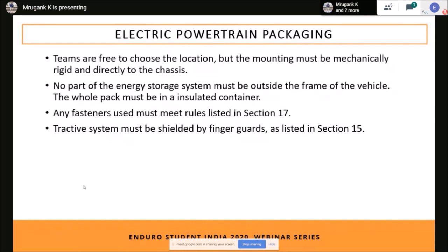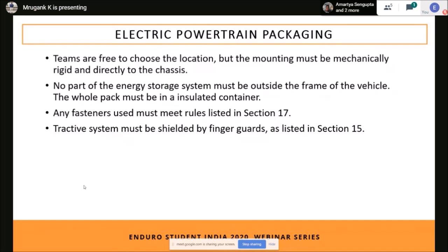So, for instance, the energy storage system must be 150 mm within the ground plane, and the tractive system must be 100 mm from the same ground plane. Both the systems must be mounted rigidly to the chassis using fasteners that are mentioned in section 17 of the rulebook, so it has to be graded fasteners. The energy storage system cannot be mounted within the cockpit, such as near the driver's feet or underneath the seat. And the tractive system also must have a firewall between it and the driver.